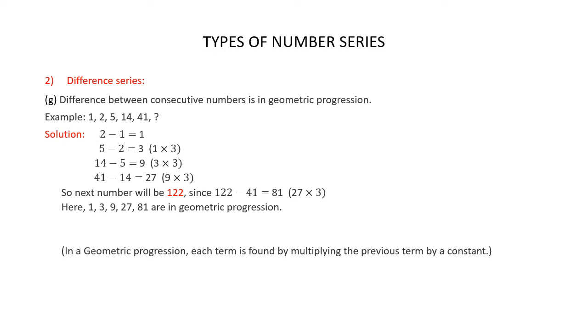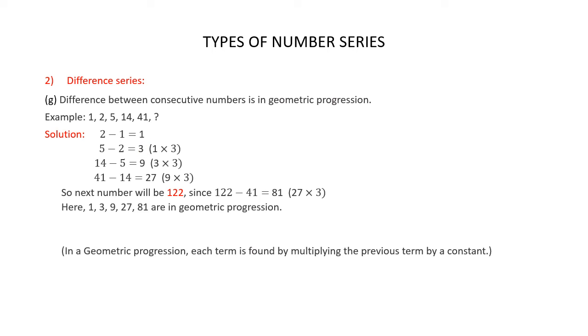Find the difference between the consecutive numbers. 2 minus 1 is 1. 5 minus 2 is 3. 14 minus 5 is 9. 41 minus 14 is 27. Observe that 1, 3, 9 and 27 are all in geometric progression. That is, each number is got by multiplying the previous number with a constant. Here the constant number is 3.